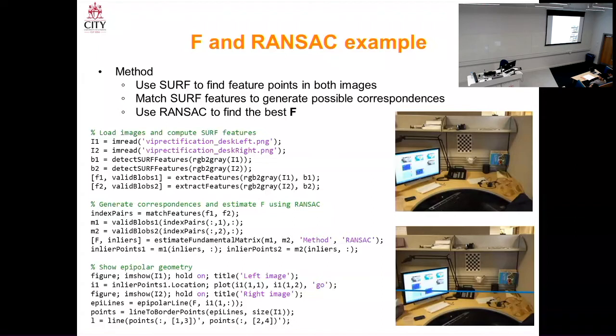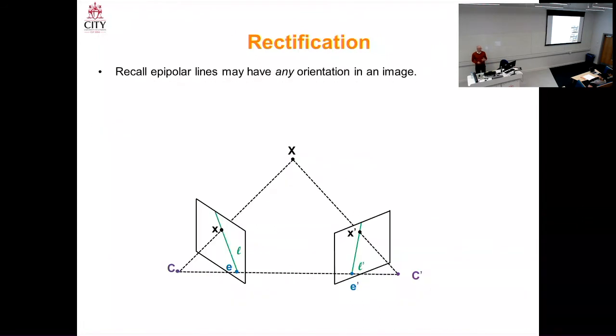So once you've got that, then you can take the fundamental matrix, and you can then compute the epipolar line. You can visualize things, and here again I've got a point. This point in this blue square here is the line going right through there. So this is how you can use MATLAB to compute the fundamental matrix using RANSAC. Okay, any questions with that?